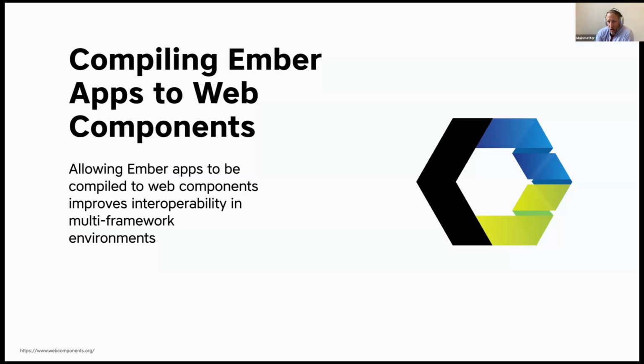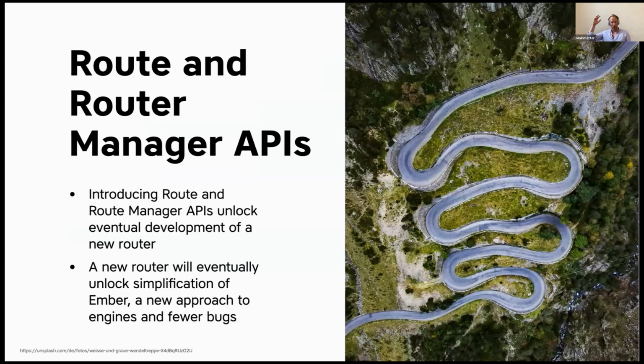And finally, we want to make the first step towards a new router. Building the entire new router is a big thing. Nobody really knows how exactly the new router is going to look, but we want to make the first step, which is introducing manager APIs for routes and the router itself to unlock experimentation. This is similar to component manager APIs, which I think unlocked the experimentation that resulted in Glimmer.